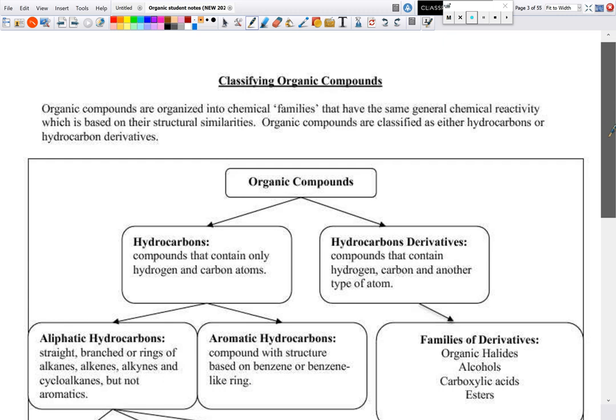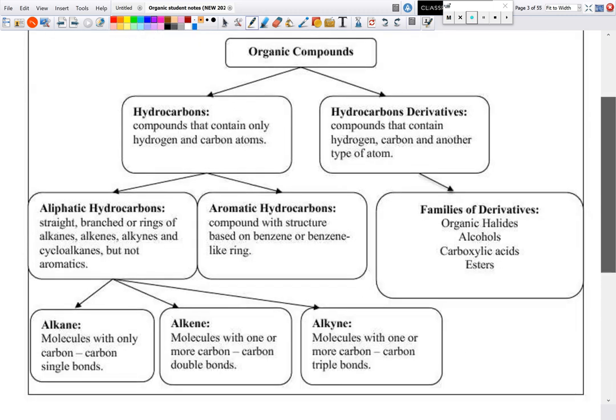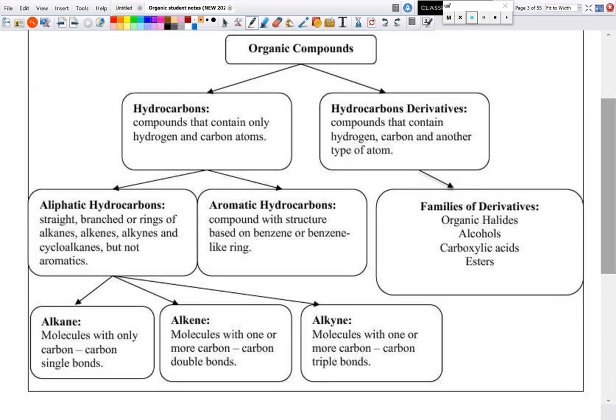So just kind of look ahead on how organic chemistry is going to play out. We have organic compounds, so this is our main umbrella thing. Now we are going to break our unit into hydrocarbons and hydrocarbon derivatives. So I'm just going to talk about the hydrocarbon derivatives first. These are compounds that contain hydrogen, carbon, and another type of atom.